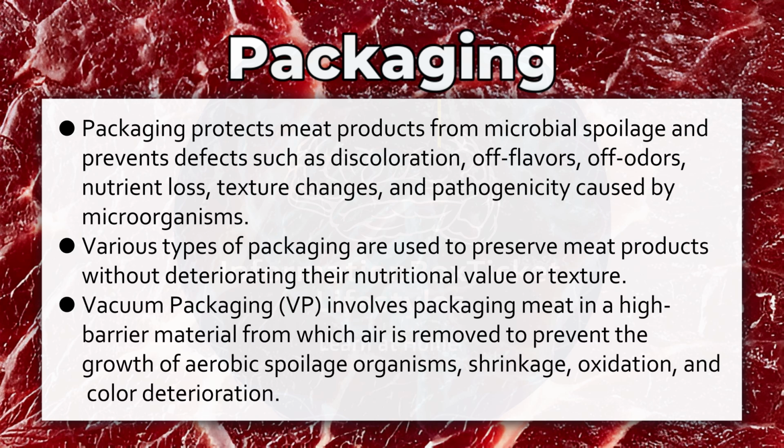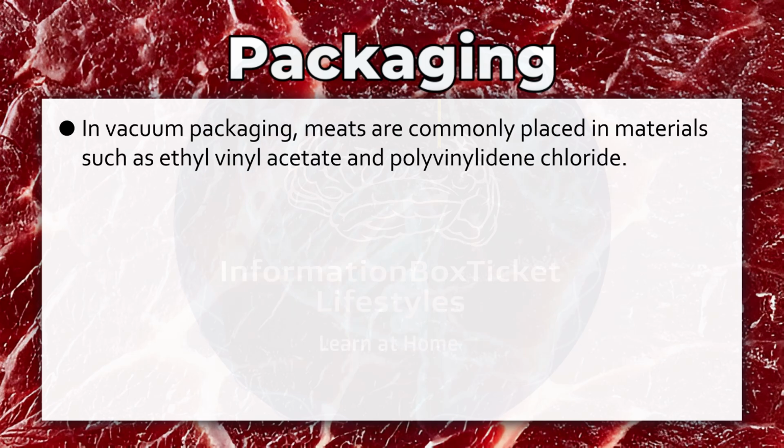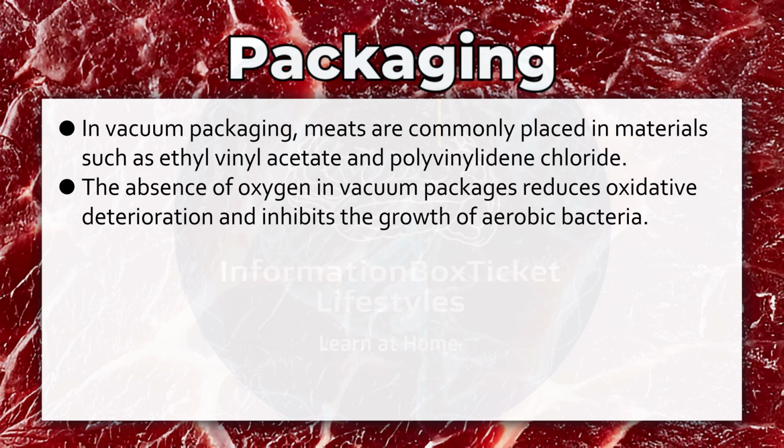Vacuum packaging involves packaging meat in a high-barrier material from which air is removed to prevent the growth of aerobic spoilage organisms, shrinkage, oxidation, and color deterioration. In vacuum packaging, meats are commonly placed in materials such as ethylene vinyl acetate and polyvinylidene chloride. The absence of oxygen in vacuum packages reduces oxidative deterioration and inhibits the growth of aerobic bacteria.